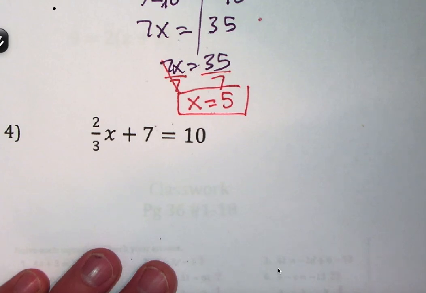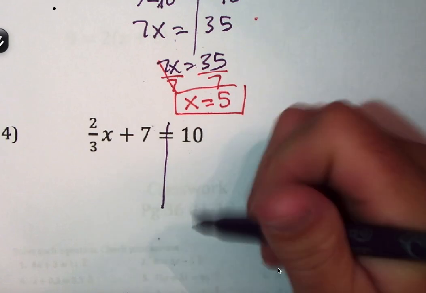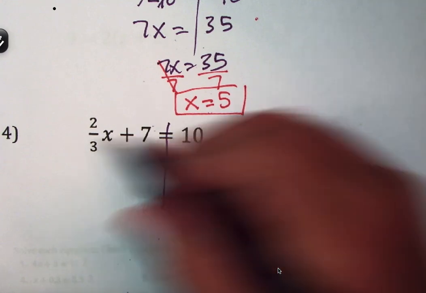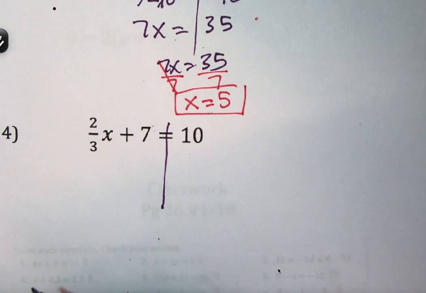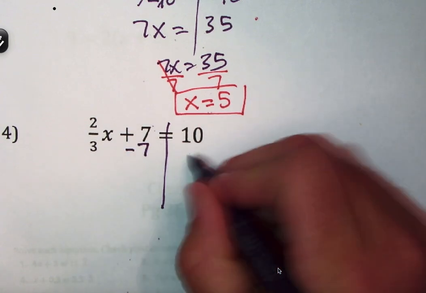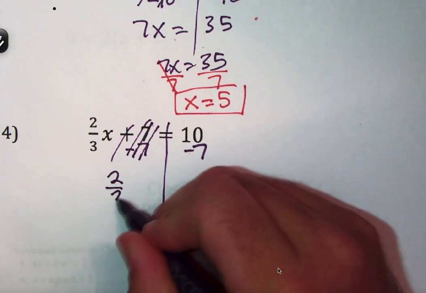Okay, number 4. Take a moment, write it down. Okay. So we don't have any like terms. We have 2/3 x plus 7 equals 10. There's no values of x on the same side, so we can't do anything with that. But, well, can we get x by itself? Well, yeah, we can undo this 7 by taking away 7 from both sides. Negative 7 plus 7 is 0. No need to write it down.